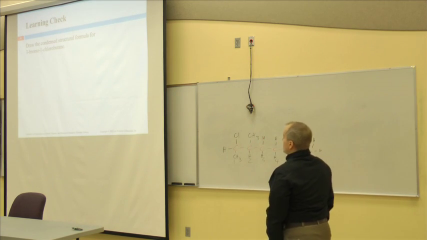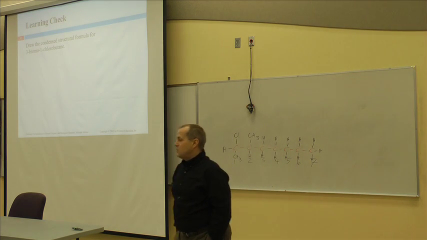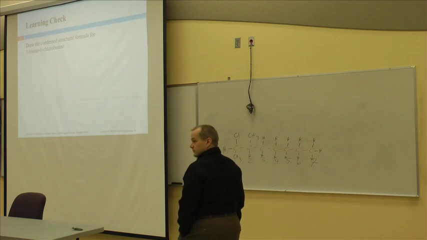Okay, let's draw this one together. Draw the condensed structural formula of 3-bromo-1-chlorobutane. Give that a quick try again.